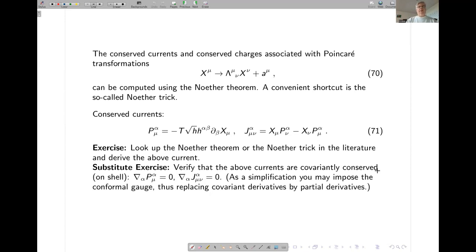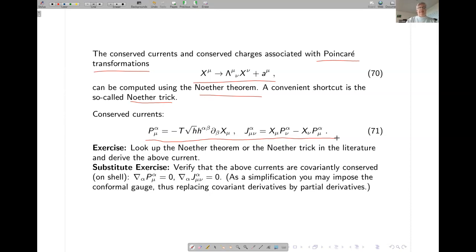Now let's also briefly talk about Poincaré symmetry. We have again brought back for us the Poincaré transformations. Now, if you are familiar with the Noether theorem, or a convenient shortcut is the so-called Noether trick, so if you're either familiar with this or invest the time to look it up, you can do the derivation. But for the purpose of the lectures, I just state for you what the conserved currents are. They're given in formula 71.